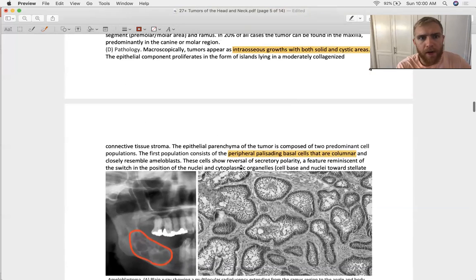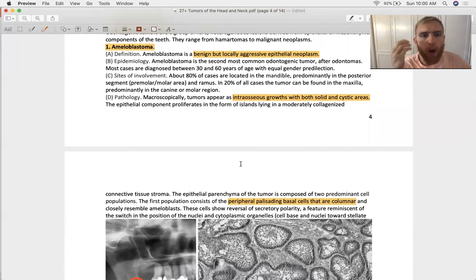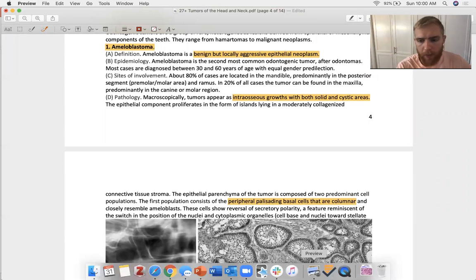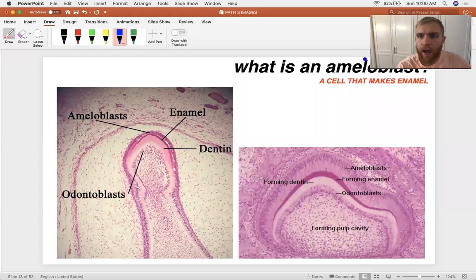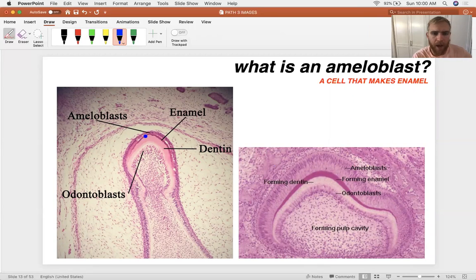So to understand where the ameloblastoma comes from, it helps to know what an ameloblast is. And an ameloblast is particularly a cell that makes enamel. And they're very highly active whenever your teeth are forming. So throughout childhood, right? You have baby teeth, you push them on out, and then you replace them with adult teeth. And so up until the point where you've got all your adult teeth, you've got some ameloblast activity.